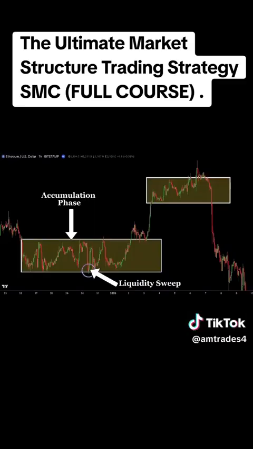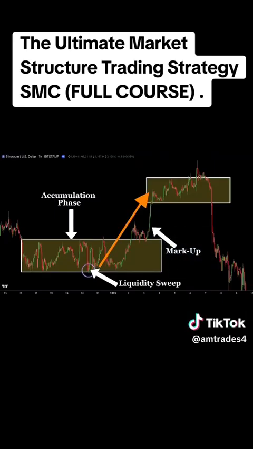This false breakout is called a spring. It's a liquidity sweep designed to hunt stop losses and trap sellers who think the market is about to break down. However, instead of continuing lower, the market closes back inside the range, signaling that smart money is absorbing liquidity before the real move begins. Right after that, the market explodes upward, confirming the start of the next phase.